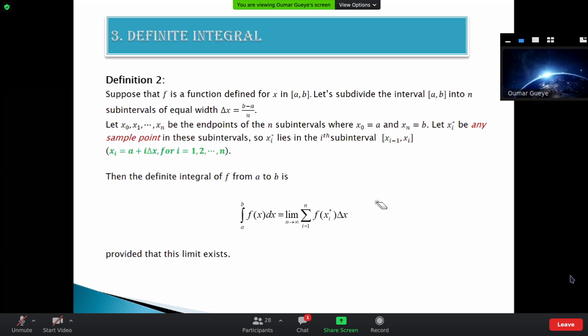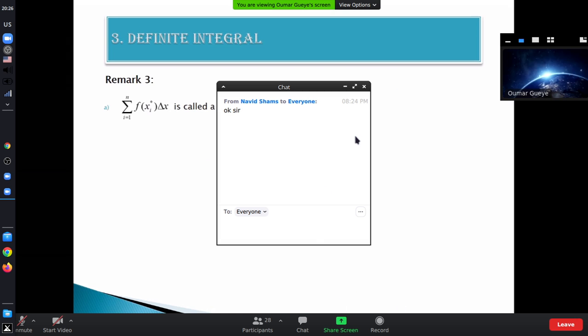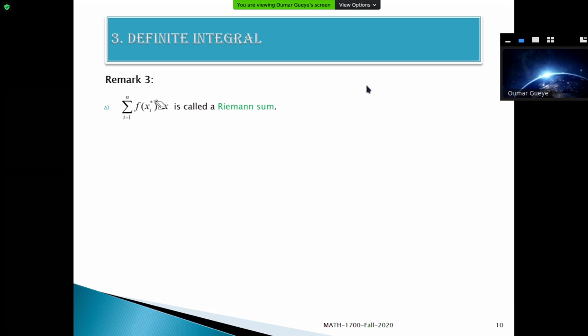So next, I'm going to give you some properties, and then we'll see how to apply the definitions here in order to find a definite integral. First remark here is the sum that we use in the definition. This sum is called a Riemann sum. Riemann is just a German mathematician who first proposed this way to define the definite integral. That's why we call this sum the Riemann sum.